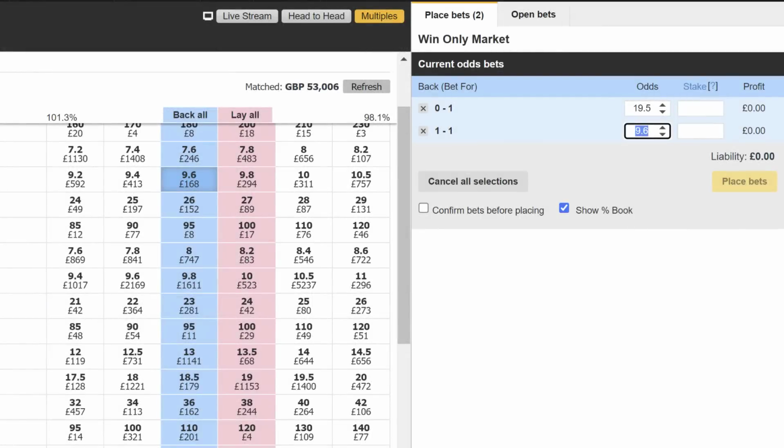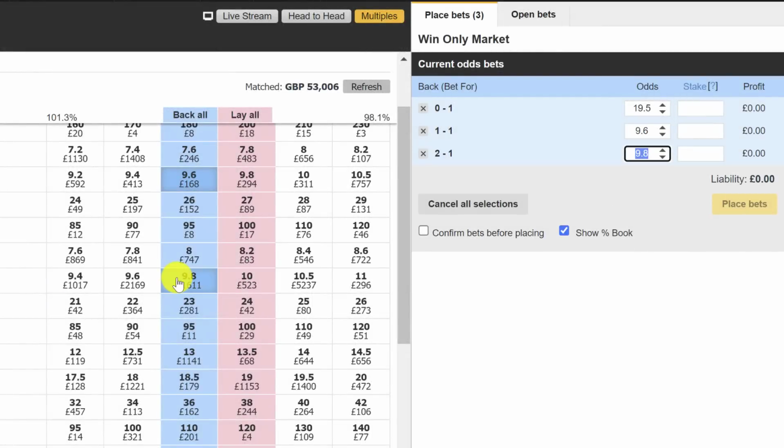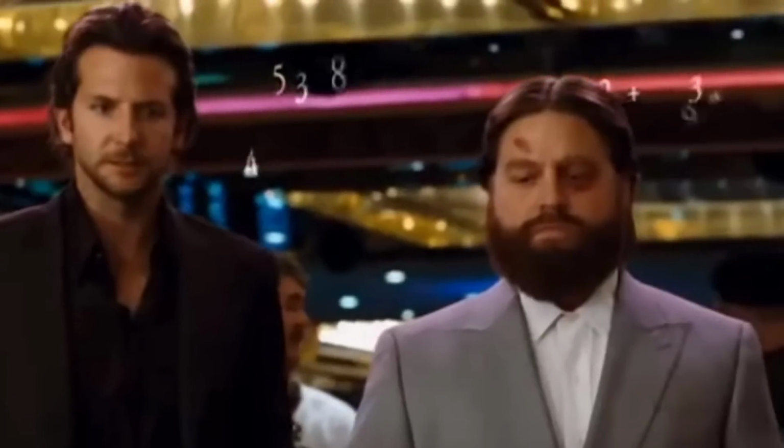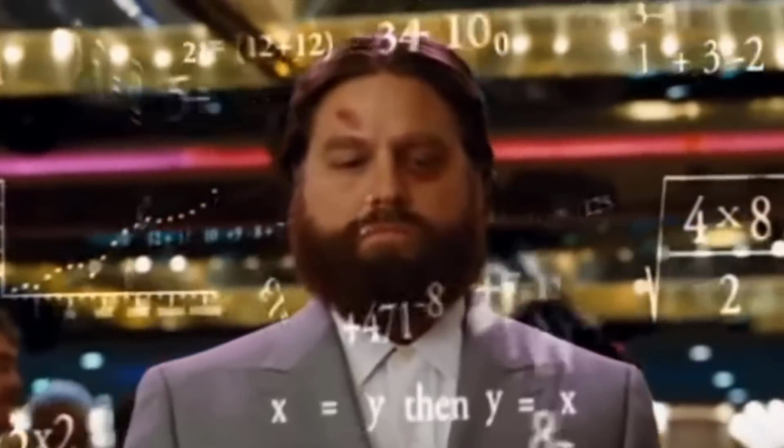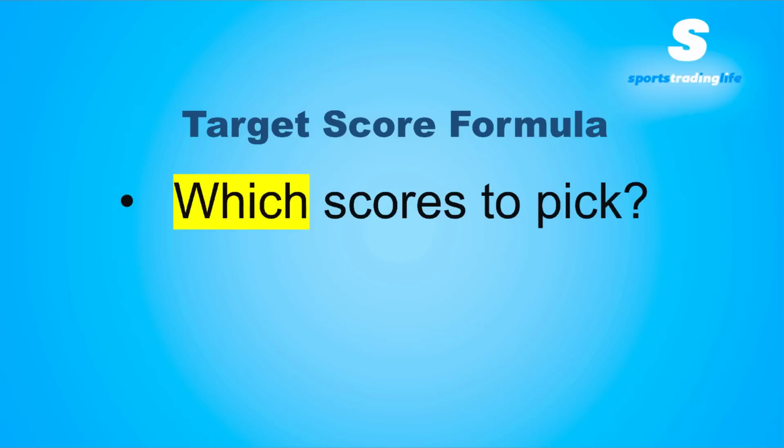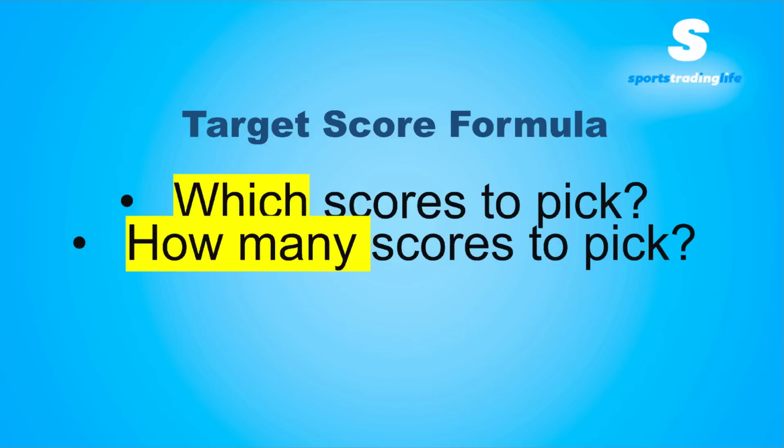So when you're trading the correct score market, you're not just picking one score to trade on, you're usually picking multiple scores to trade. But this leaves more questions than answers, such as, which scores do we pick? Do we pick just the scores in favor of the team we think are going to win? Do we cover some alternative scores, like maybe some of the draw scores, maybe some scores where the underdog wins? And then this leads on to the next question. How many scores do we pick?